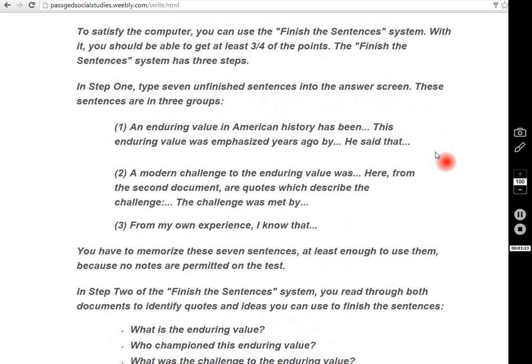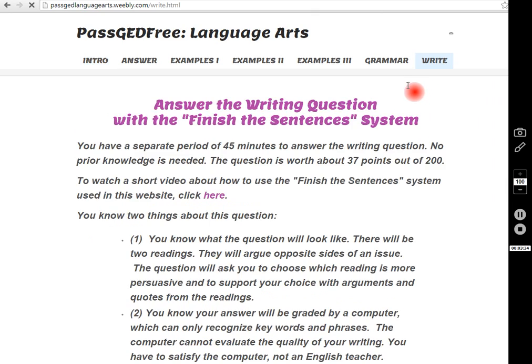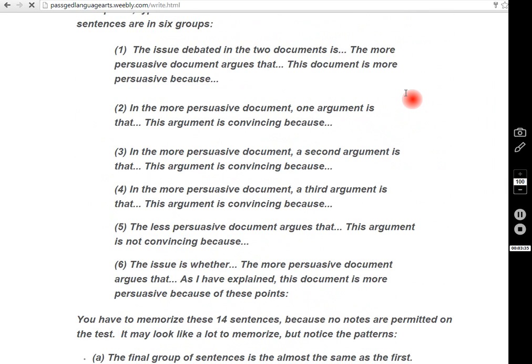Now, if you look at social studies, in the right section of that website, you'll see a different set of 7 questions. And if you look at the language arts test, you'll see, again, in the right section of that website, a longer set of unfinished questions. There are 14 of them here. That's a lot to memorize, but there is a pattern to them, and that makes it easier.